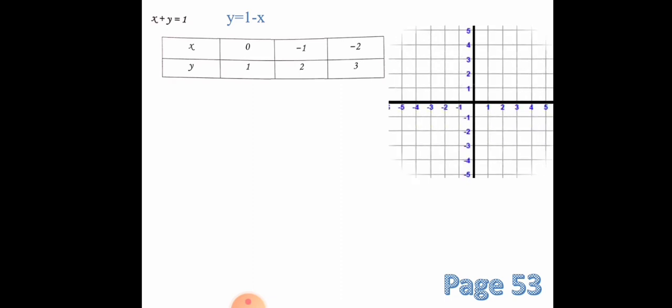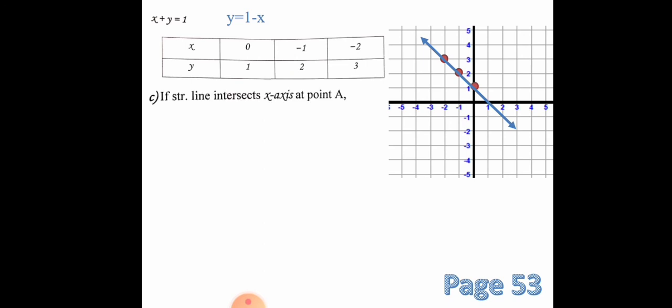When we graph these points, we start, of course, from the origin. I want the first point to be (0, 1). So 0 means we don't move right or left, then 1 means you move 1 up on the y-axis. The second point is (negative 1, 2), so we move 1 step to the left, then 2 up. And the last point, (negative 2, 3), means 2 steps to the left and 3 steps up. Then we can draw the line that represents the relation x plus y equals 1.